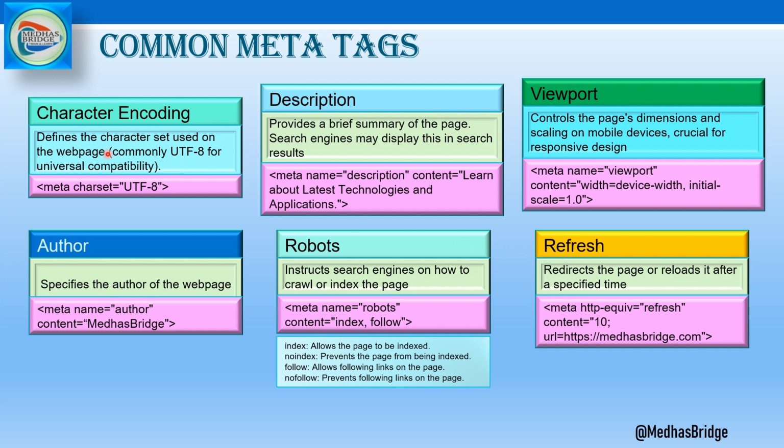Character encoding defines the character set used in the web page. Commonly UTF-8 is what we use for universal compatibility. Here is the syntax: meta charset equal to UTF-8. Whereas description provides a brief summary of the page. Search engines may display this in results. Syntax: meta, name equal to description, content, learn about latest technologies in applications.